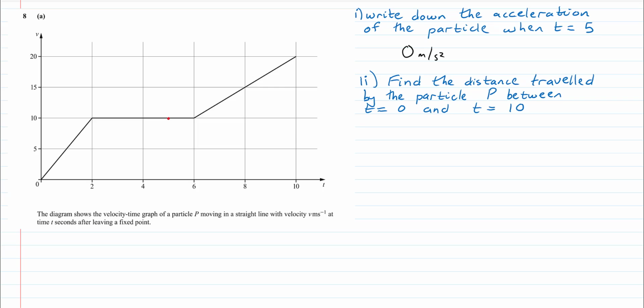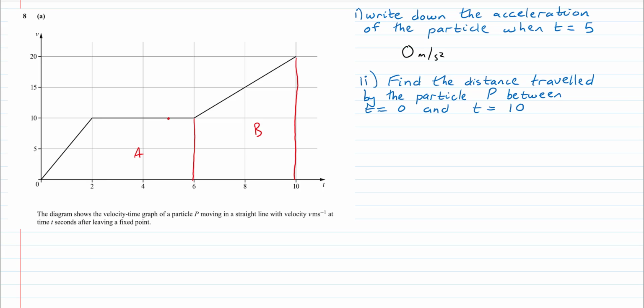For part 2, we need to find the distance travelled by the particle P between t equals 0 and t equals 10. So we've got our velocity time graph here, and the distance travelled is just going to be the area under the graph. So you could cut it up into various shapes to help you, like maybe some triangles, a rectangle, and a trapezium. I'm just going to make 2 trapeziums to make it easy. So this one here, I'll call trapezium A, and if I make a line down here, we'll call this one trapezium B. So our distance travelled is going to be the area of A plus the area of B.